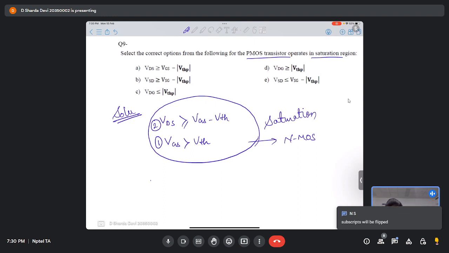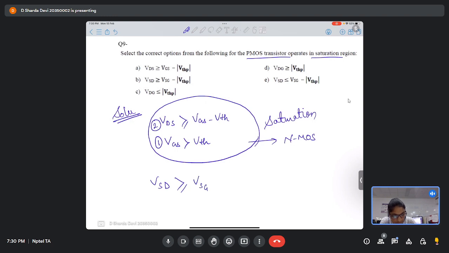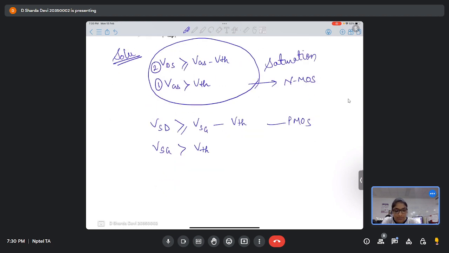So if I write VSD should be greater than or equal to VSG minus VTH, is this correct for PMOS? And VSG greater than VTH. Is this correct for PMOS? What do you think?